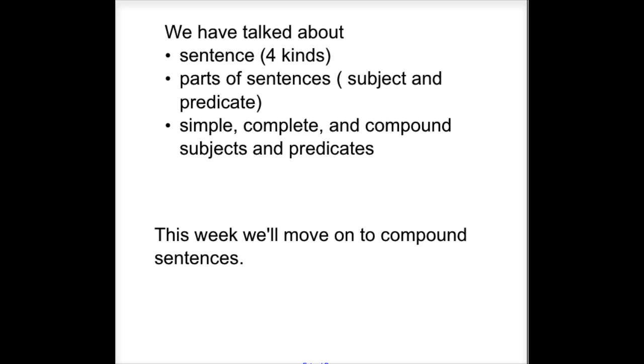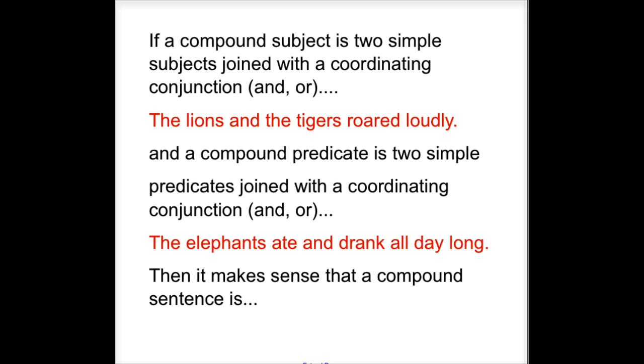We've talked about sentences, four kinds of sentences. Do you remember what they are? Declarative, interrogative, imperative, and exclamatory. We've talked about the parts of the sentence, the subject, the predicate. We've talked about simple subjects and complete subjects, simple predicates and complete predicates, and compound subjects and compound predicates. This week we're going to move on to compound sentences.